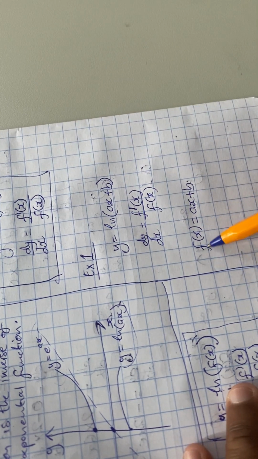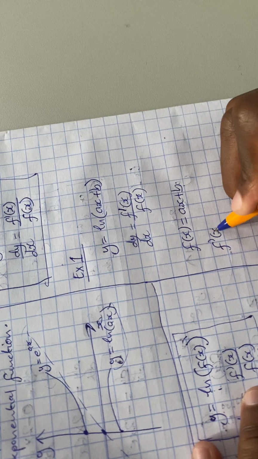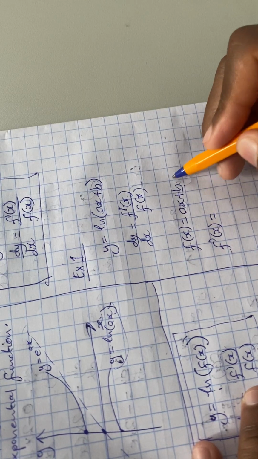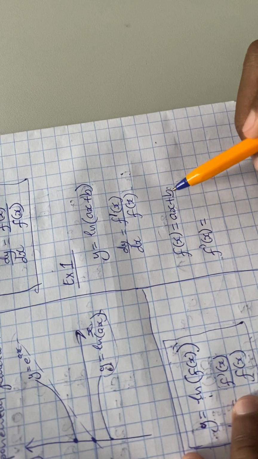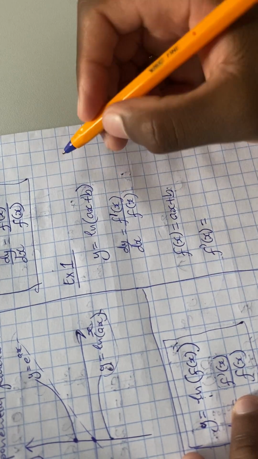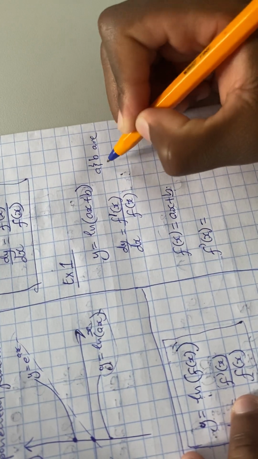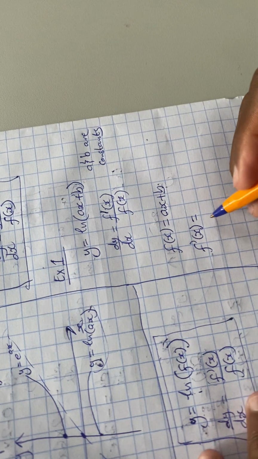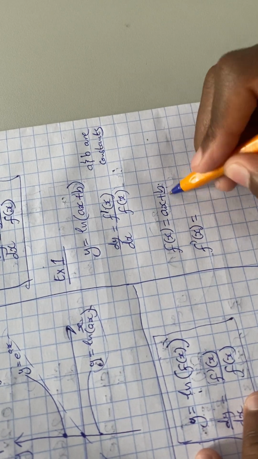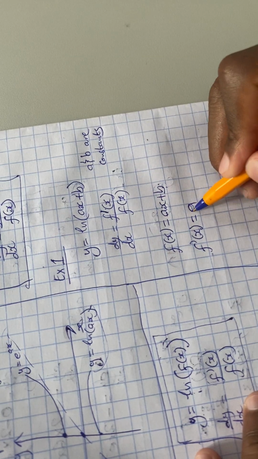And then your f'(x) is going to be the first derivative of this function. But remember, when you're looking at this, a and b are just constants. So our first derivative for this one is just going to be a.